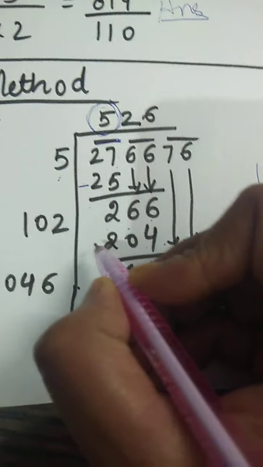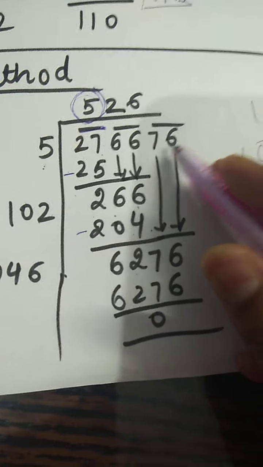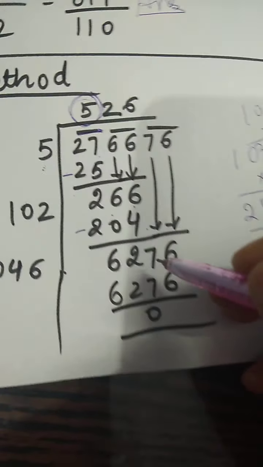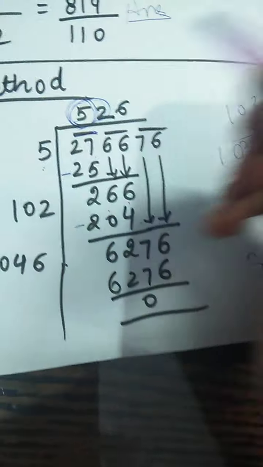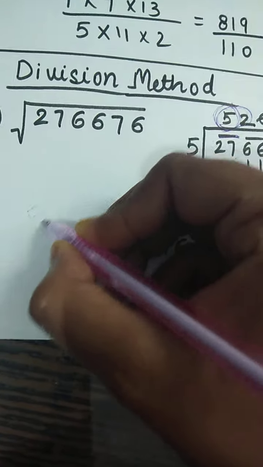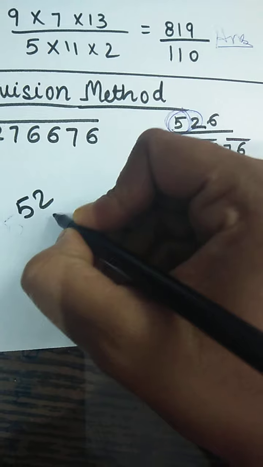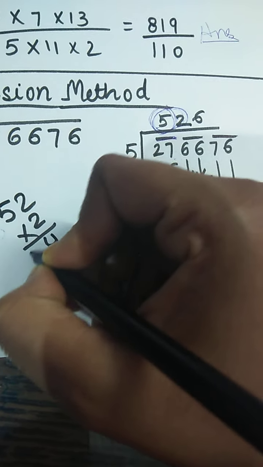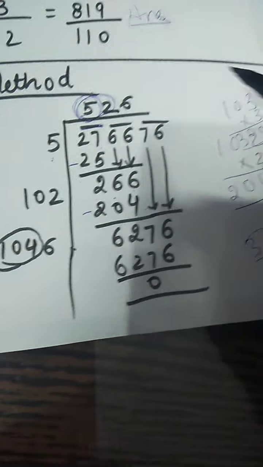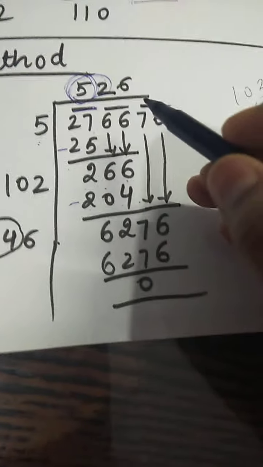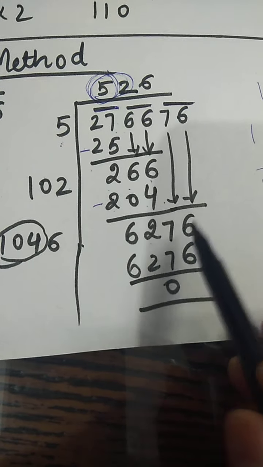Now again we will subtract this, and we will get 2 6, and we will copy the next pair, that is 76. Again we will double the quotient part, which is 52. Now we will double 52. So what we will get if we multiply 52 2 times: two 2s are 4, and 2 5s are 10. So we got 104. Now again we have to think of a square table which is not more than 6276. So it will be 6.